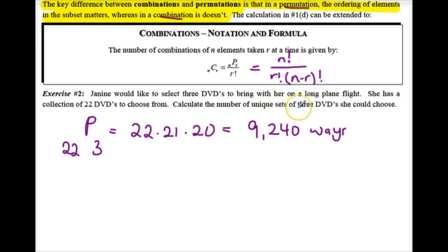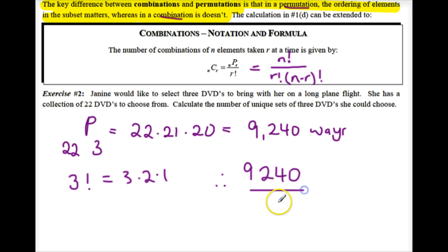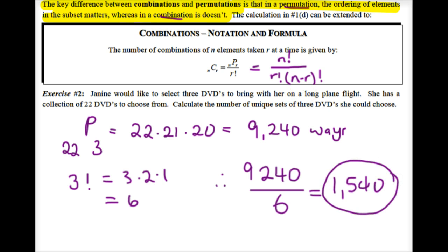But because the order she chooses the DVDs doesn't matter, the number of sets would be divided by 3 factorial, which is 3 times 2 times 1. So this works out to be 6, therefore 9,240 over 6 gives me 1,540 choices. So again, this goes back to the formula of P(22, 3) over 3 factorial. And this would give us the number of unique ways.